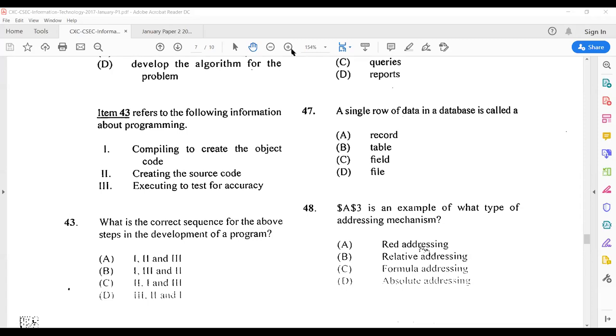And this is when you click compile, and then once it compiles successfully without any errors, then you can execute the program and test for accuracy. So then you put in your input data and ensure it works properly. So the answer would be creating the source code, then compiling to create the object code, and then executing the program to test for accuracy. 2, 1, and then 3. So the answer is C.